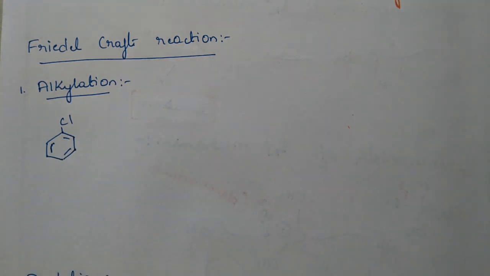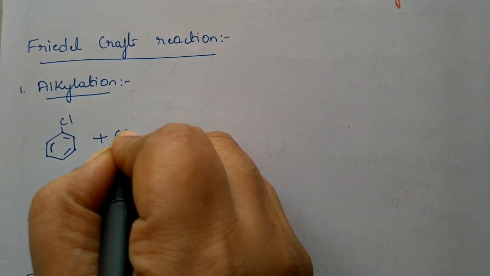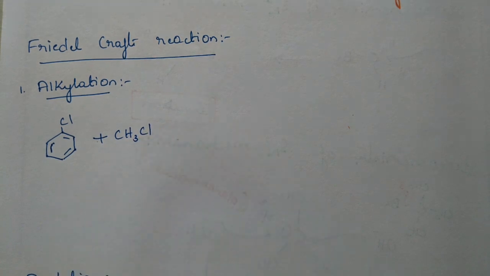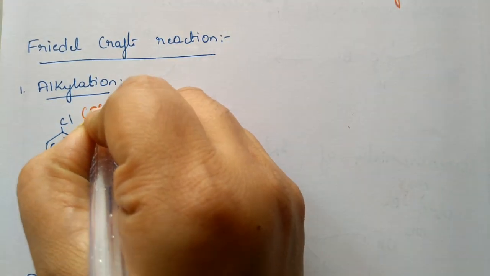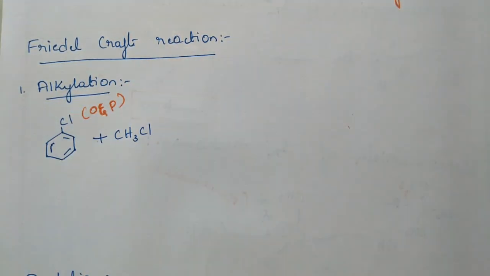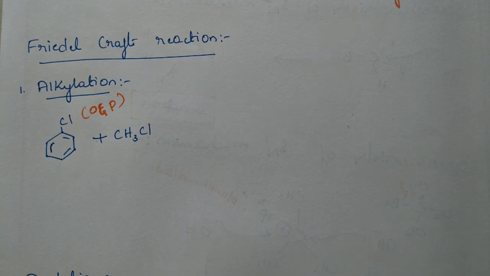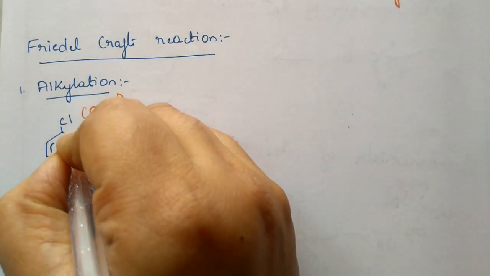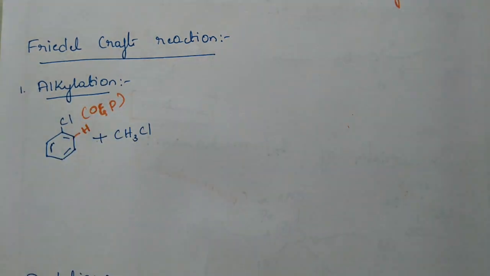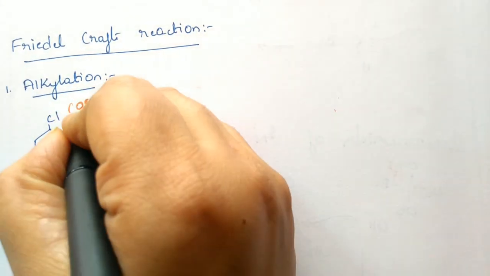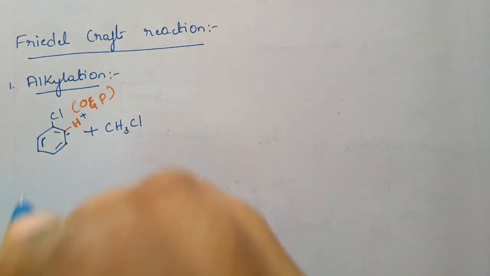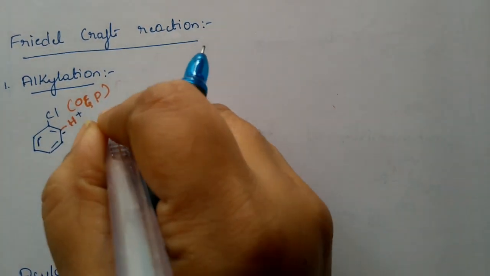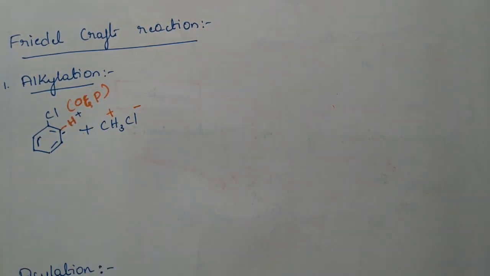That is chlorobenzene we are taking, and it is treated with CH3Cl. So we know that Cl group is present, and it is ortho and para directing. You'll be getting one as the ortho product and one more as the para product. For the single step reaction to understand, we have hydrogen here. Hydrogen leaves as H plus, and carbon on the benzene ring gets a negative charge. Here it is CH3 plus Cl minus.